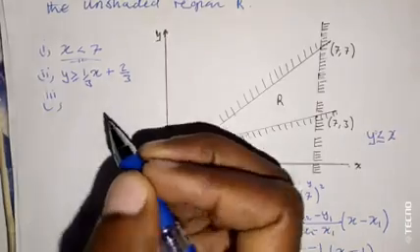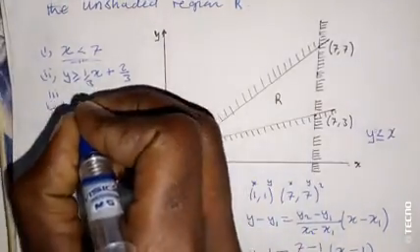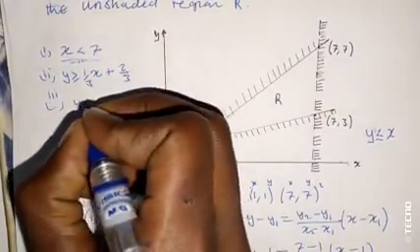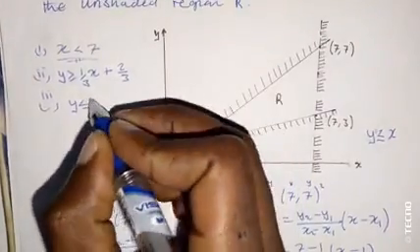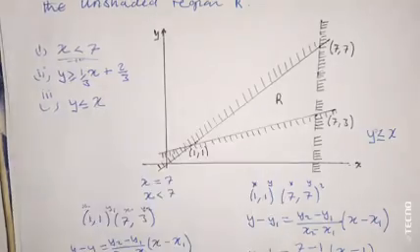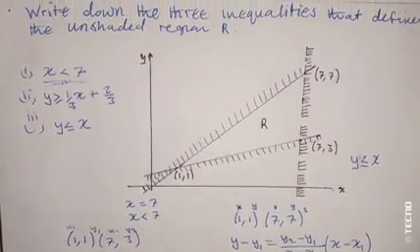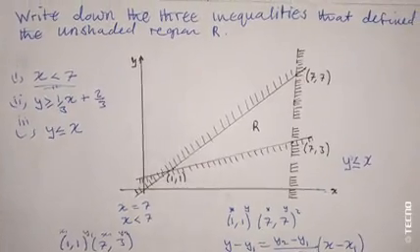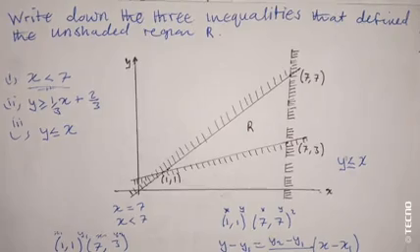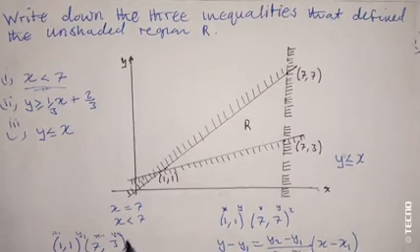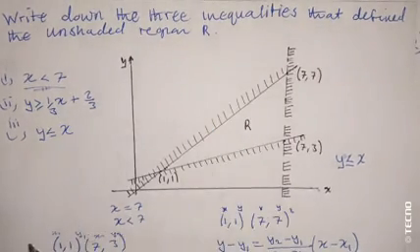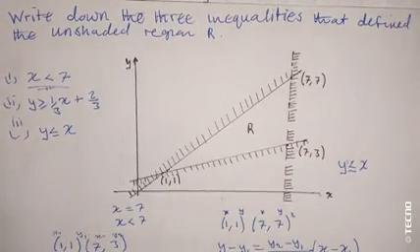So here our last inequality is y is less or equal to x. This is how we can describe the inequalities given this type of problems. Usually this comes in paper 1.